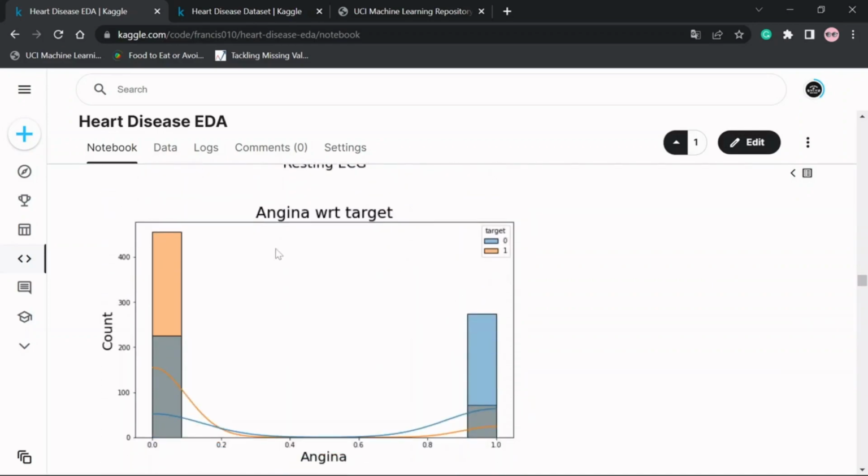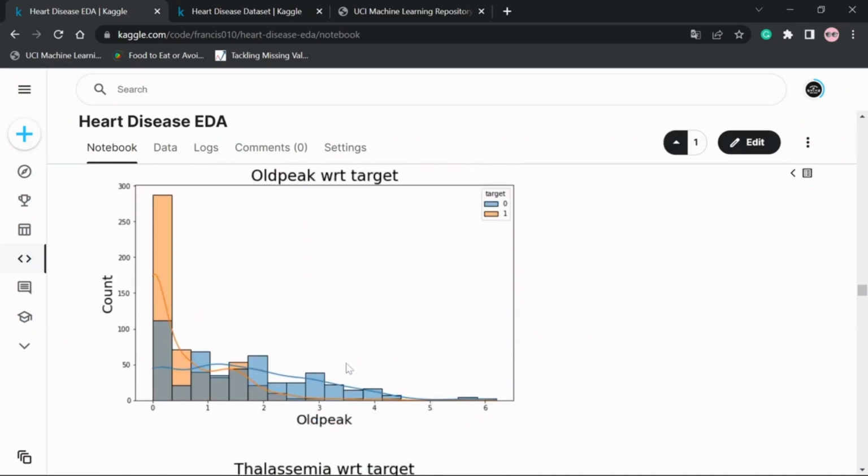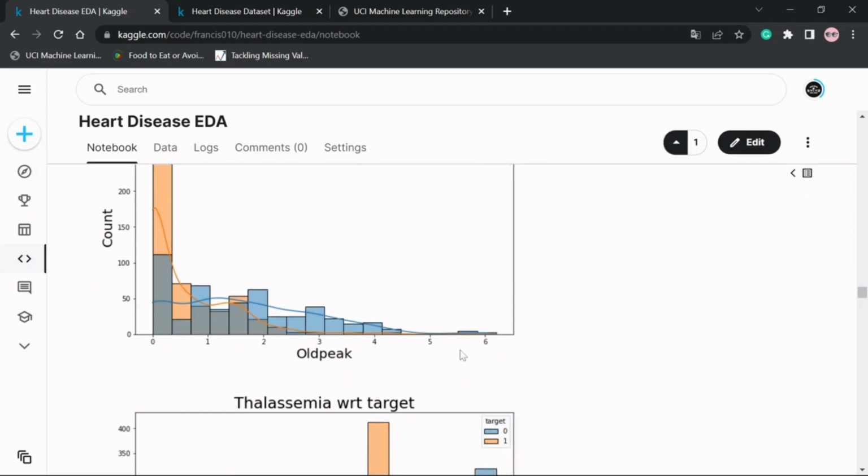Okay, let's go with the angina part. We can see that people are having heart disease, those who are having angina as 0, and people are not having heart disease, those who are having angina as 1. Moving forward, for old peak, what we can see that people who are having old peak as 0 or around one or less are having most of the heart disease. But as the old peak is increasing, the number of heart disease patients is getting reduced. So this has an inverse relation with heart disease.